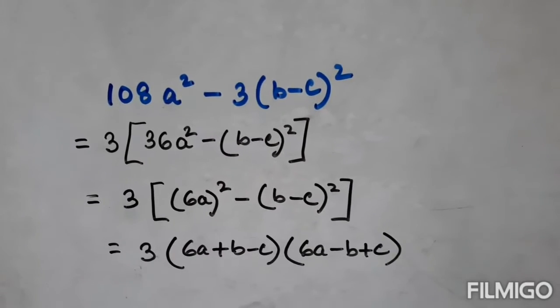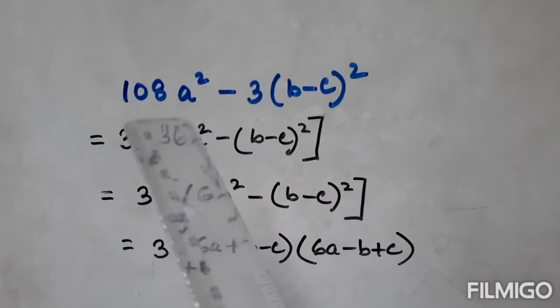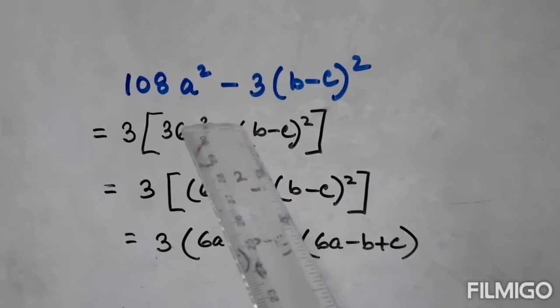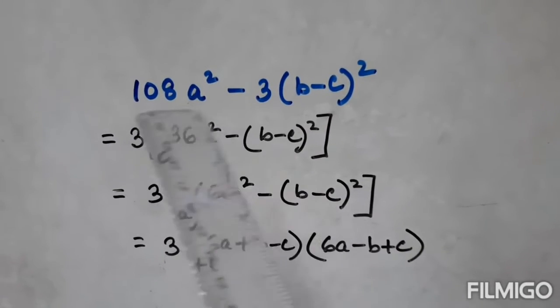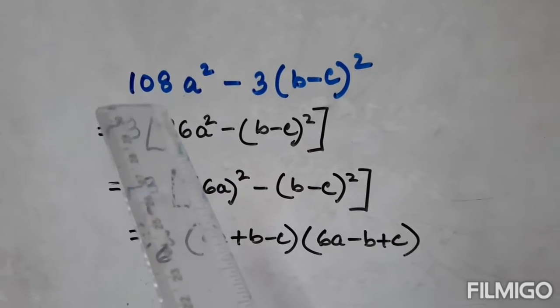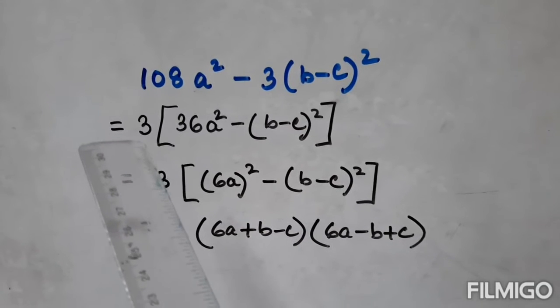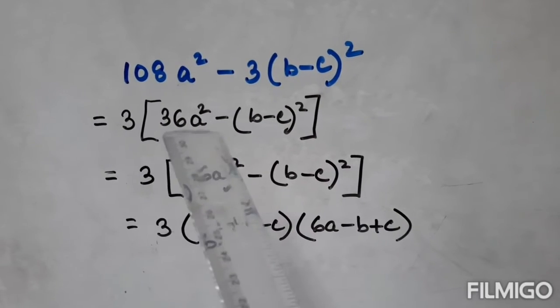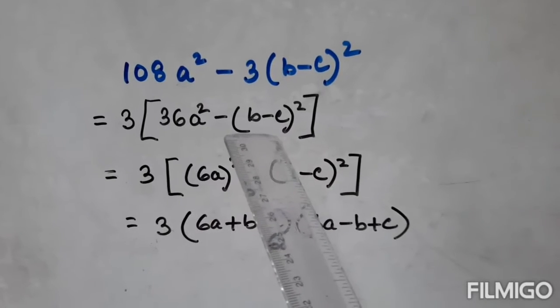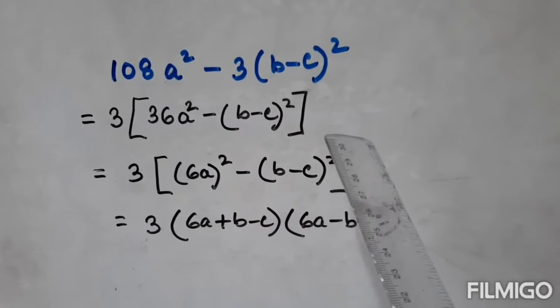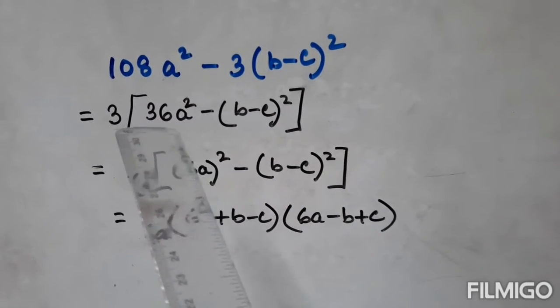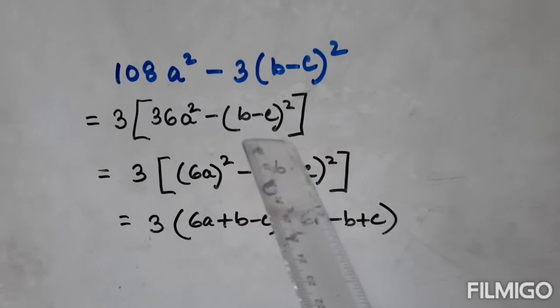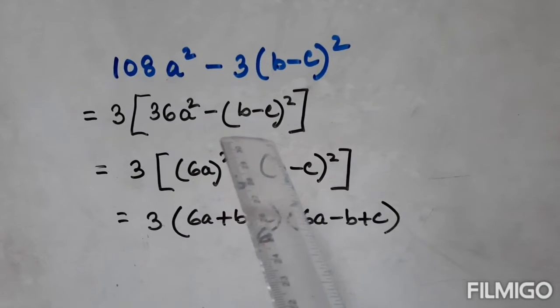Now in this sum, 108 and 3 is there, and we know that 108 is divisible by 3. So the very first thing, we take 3 common. Within bracket we get 36a square minus b minus c whole square. That means this is in the difference of two squares.